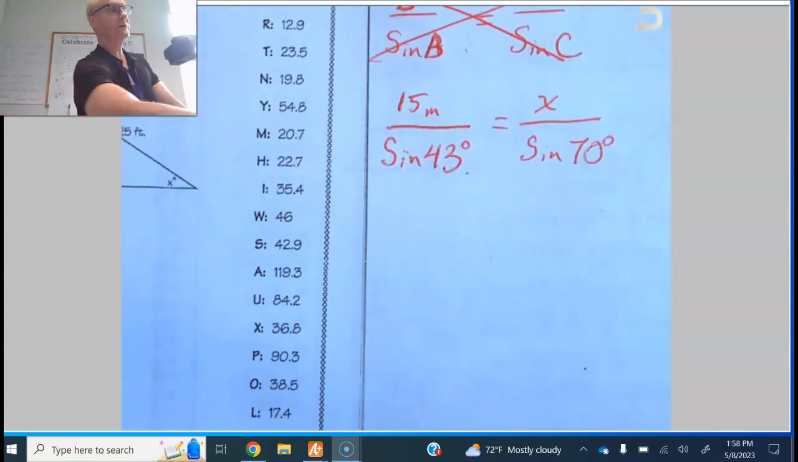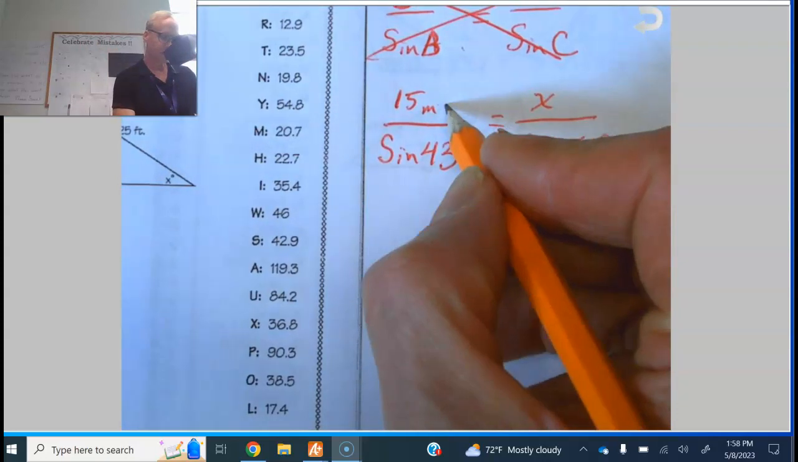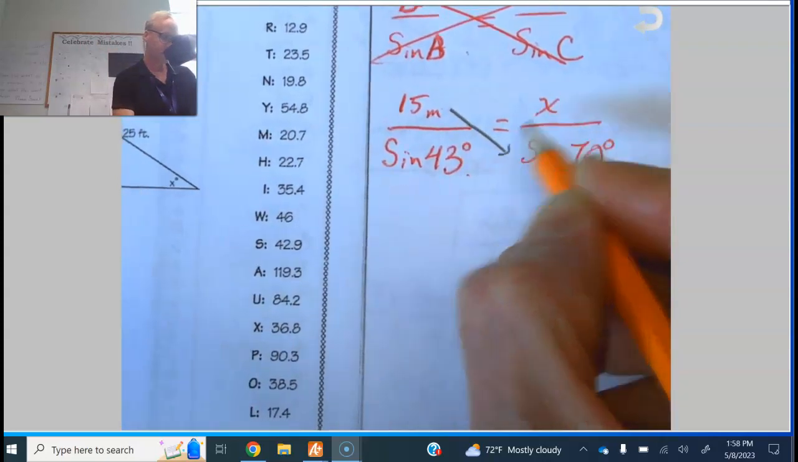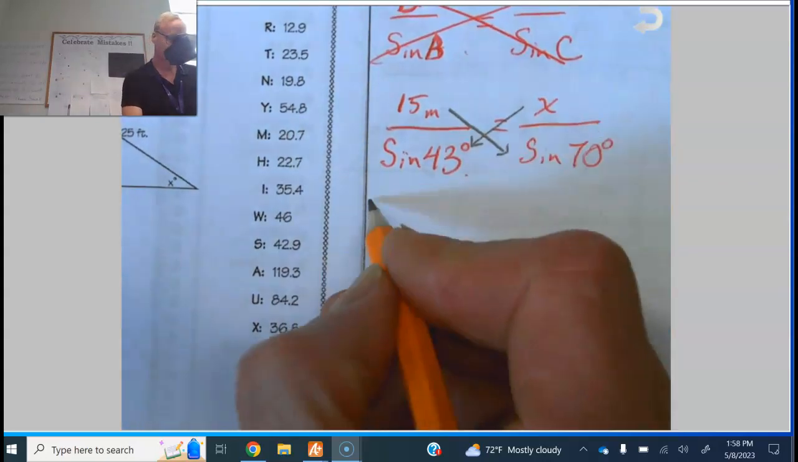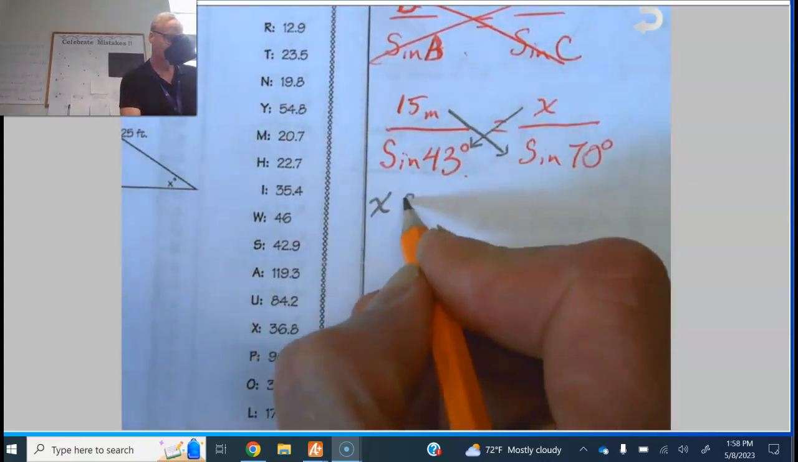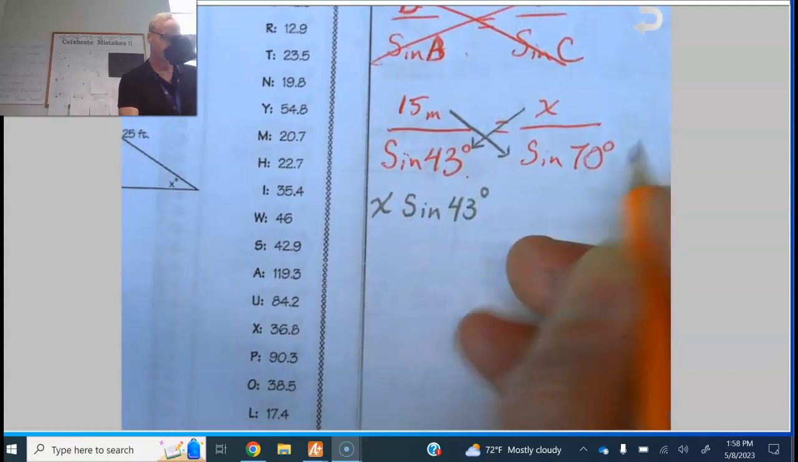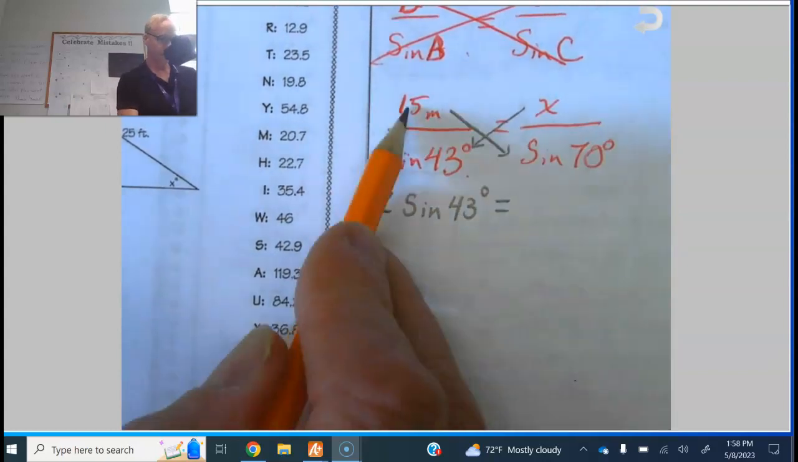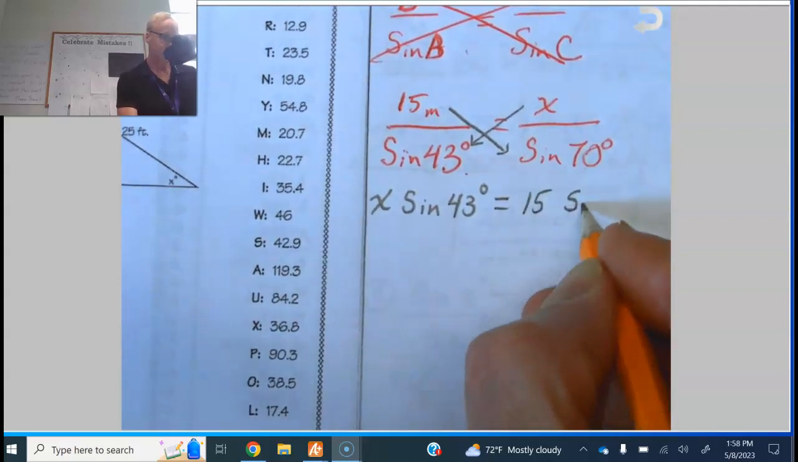And in order to solve this thing, we just cross multiply. That's all we have to do. Multiply and multiply. I've got x times the sine of 43 is equal to 15 sine 70.